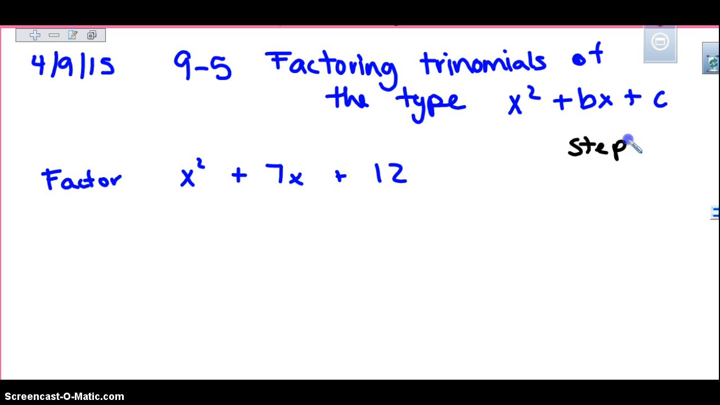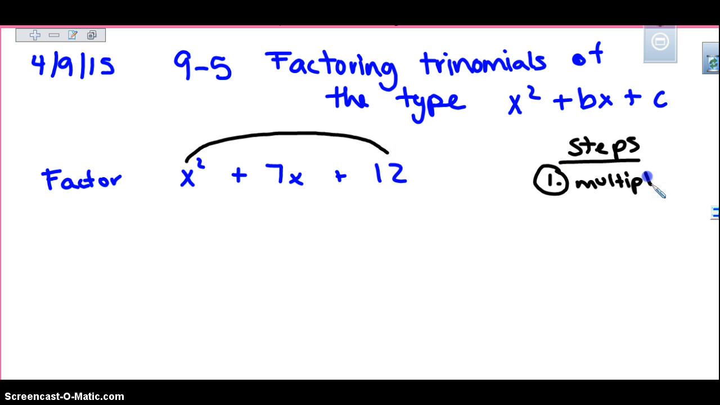These are the steps. Step 1. We're going to multiply term 1 and term 3. So multiply term 1 and 3. X squared times 12 is 12x squared.